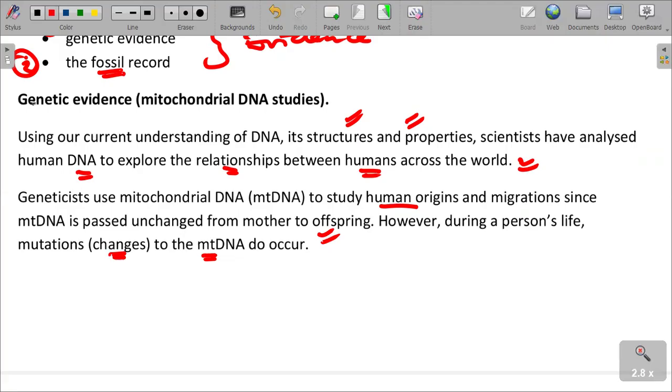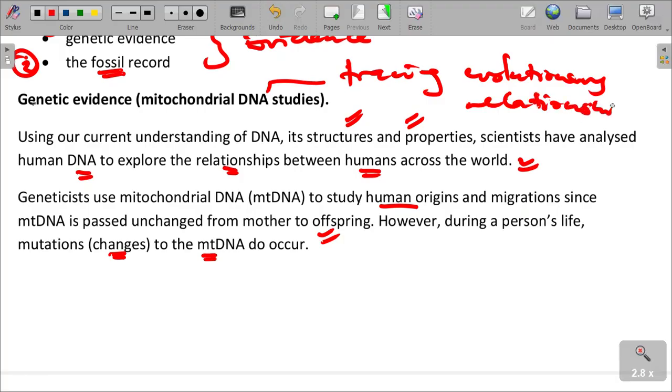So what we need to understand is that across the world, there is an understanding that the DNA of human beings looks alike. So therefore, mitochondrial DNA is used in tracing evolutionary relationships. It is very important in tracing evolutionary relationships. The relationships in evolution, in the movement of organisms, it is quite possible to understand through mitochondrial DNA, which is passed by mothers to offspring. So therefore, we are able to understand that.